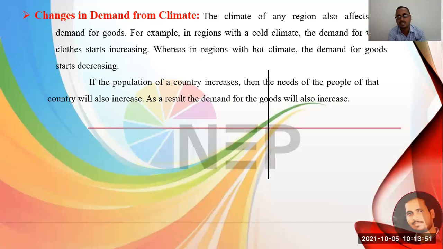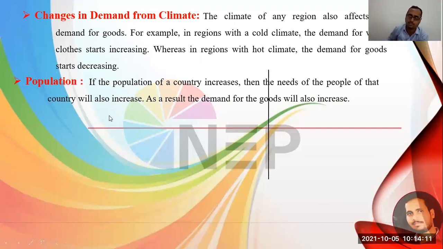For example, in a region with a cold climate, the demand for warm clothes starts increasing, whereas in a region with a hot climate, the demand for warm clothes starts decreasing. This is the example of the climate change.